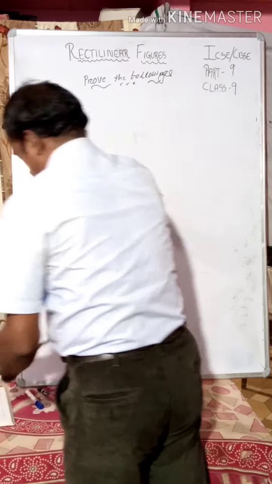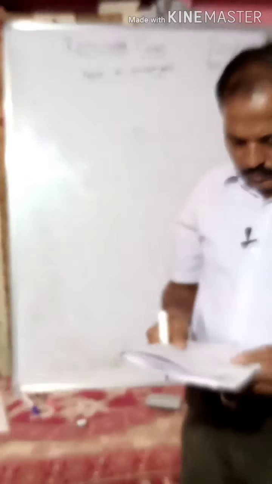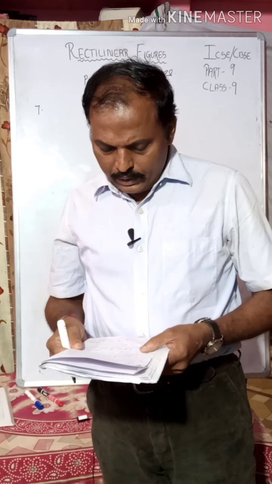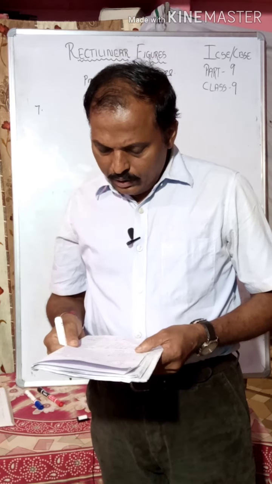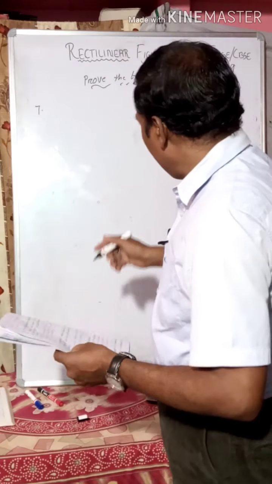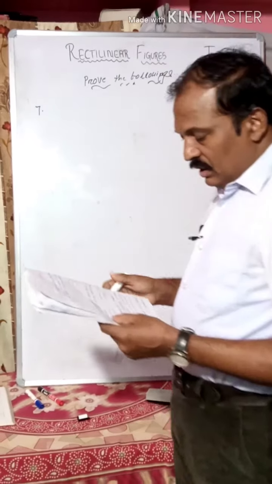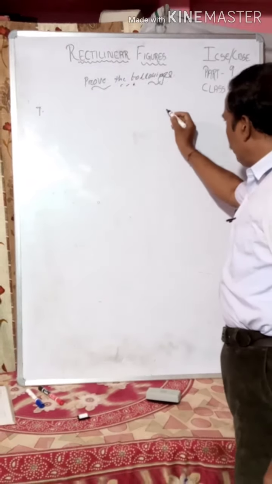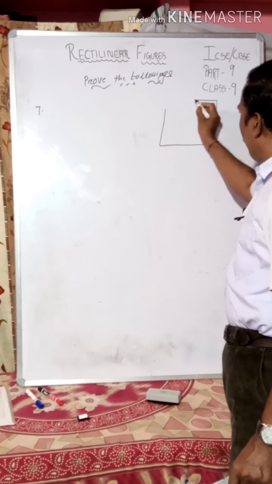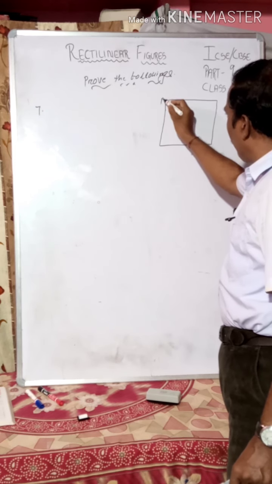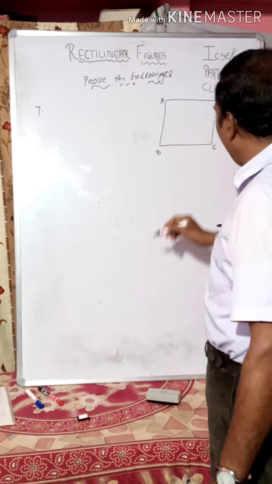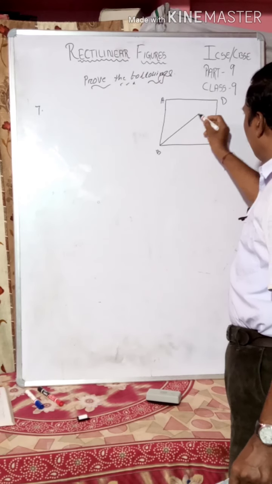Seven: a diagonal of a square makes an angle of 45 degree with the side of a square. Very easy. A diagonal of a square, suppose this is a square ABCD. A diagonal, any diagonal you can draw.